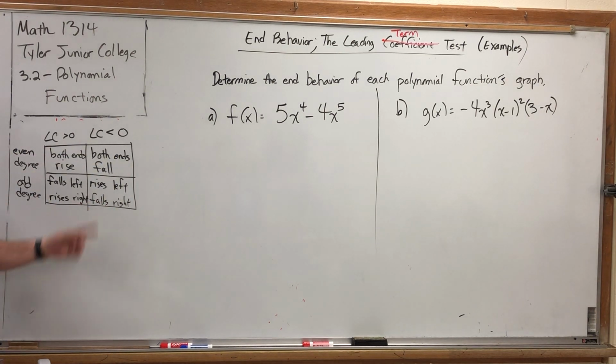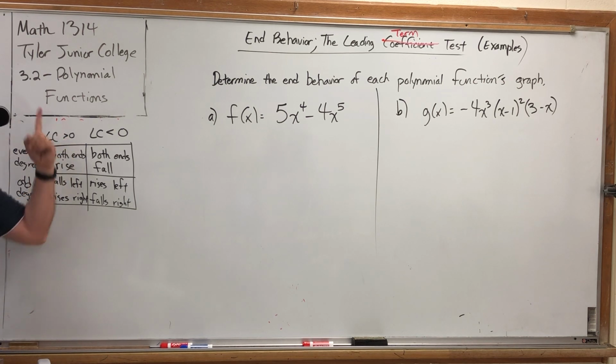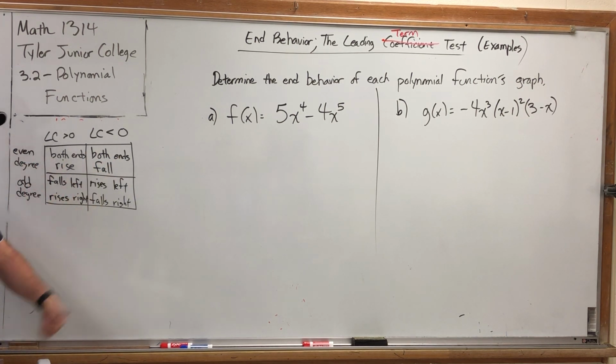Or remember that the sign of the leading coefficient predicts the right end's behavior, and the parity of the degree, whether it's even or odd, tells you if the ends are equal or if the ends are opposite. Be careful, I've set up traps on both of them.